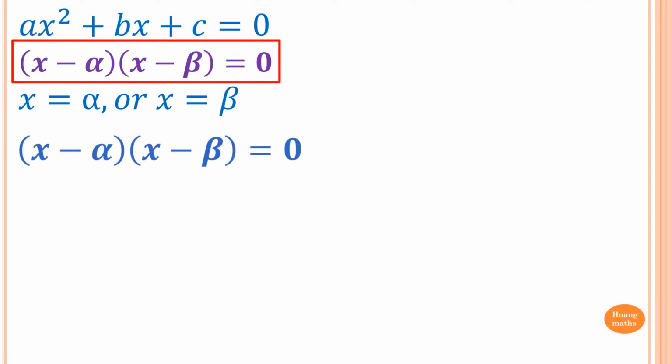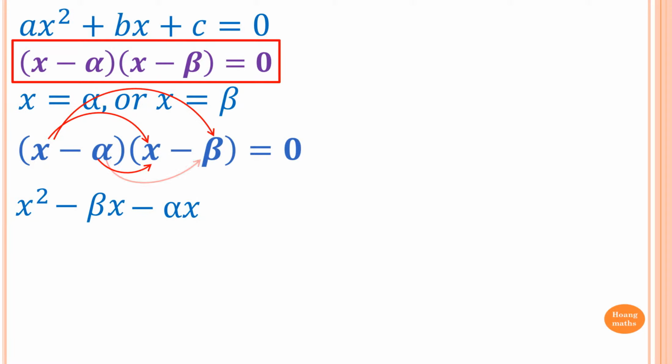If I expand this out, x times x is x squared, and x times minus beta is minus beta x. And minus alpha times x is minus alpha x. And minus alpha times minus beta is plus alpha beta is equal to 0.